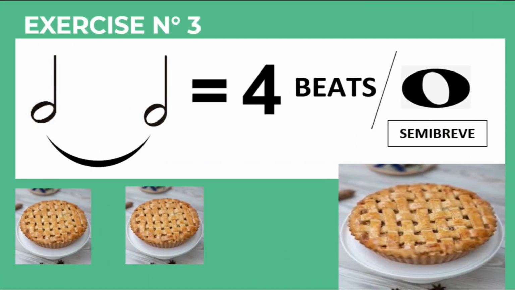Exercise number 3. Here we have 2 minims. Each minim values 2 beats and they are represented by pi's. In total, together, because they are joined by a music tie, they value 4 beats, or the same as a semibreve. This is one more new musical symbol for you. This semibreve is represented by a pi, but this pi is the biggest one because it values 4 beats.